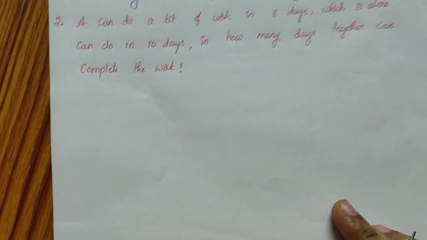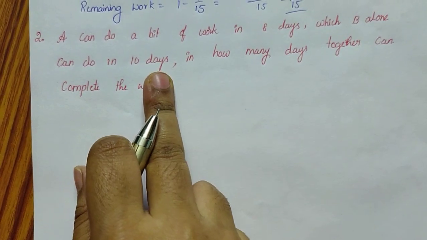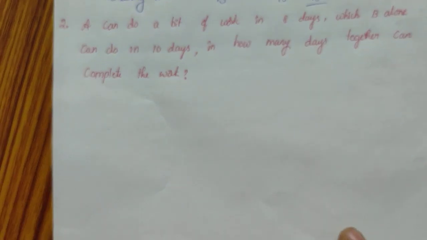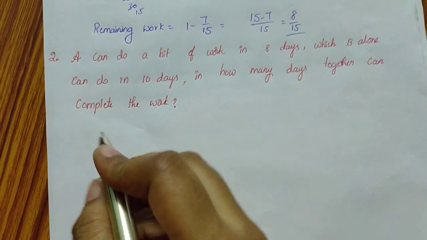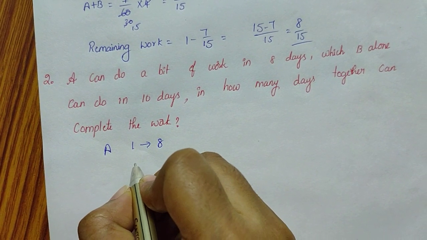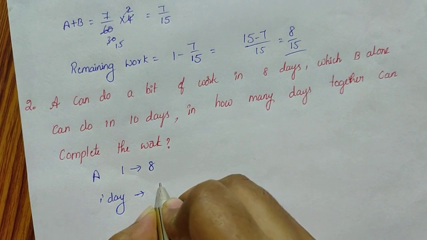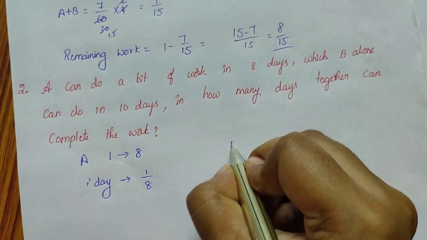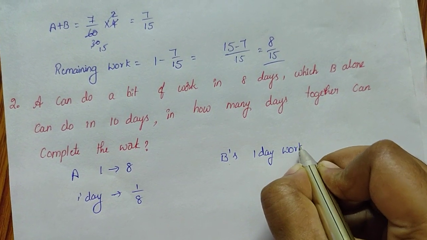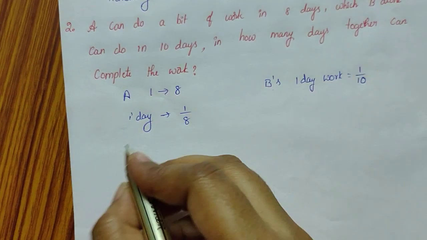That's it. Next one. A can do a piece of work in 8 days. B alone can do it in 10 days. In how many days together can they complete the work? This is a very simple problem. So, A can complete a work in 8 days. So, 1 day work is 1 by 8. B's 1 day work is 1 by 10. Both can complete the work in how many days?